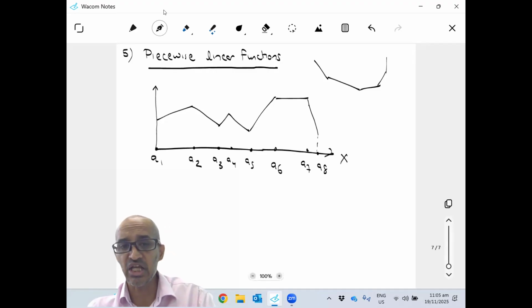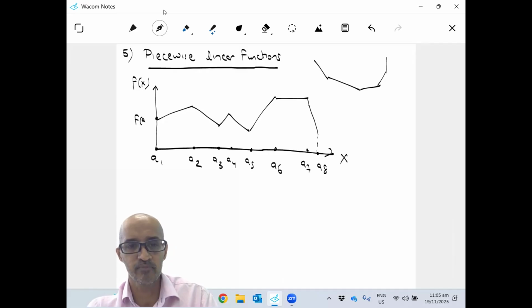And at each of these points, I've got a function value. So if this is x, this is f of x. At this point, the function value is f of A1, the y coordinate. This is f of A2, and so on and so forth. And this is f of A8, the height.